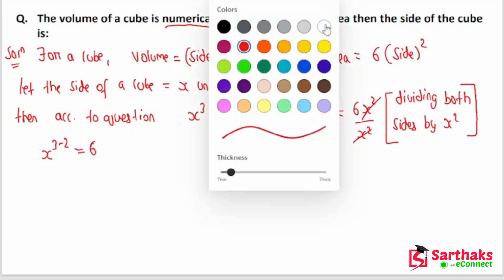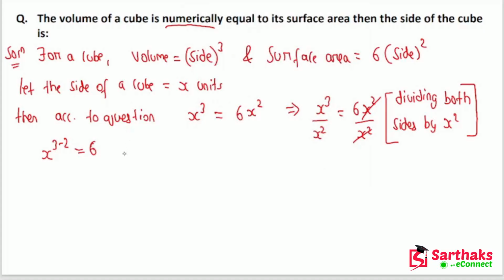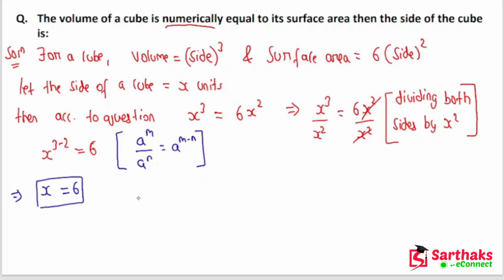Now which property are we using? Let me write the property. Powers and exponents have a property that a to the power m upon a to the power n equals a to the power m minus n. So here x to the power 3 upon x to the power 2 would be x to the power 3 minus 2. So it implies that x is equal to 6. Right, x is equal to 6. Now you can clearly see that we have not taken any units, so it would be 6 units.